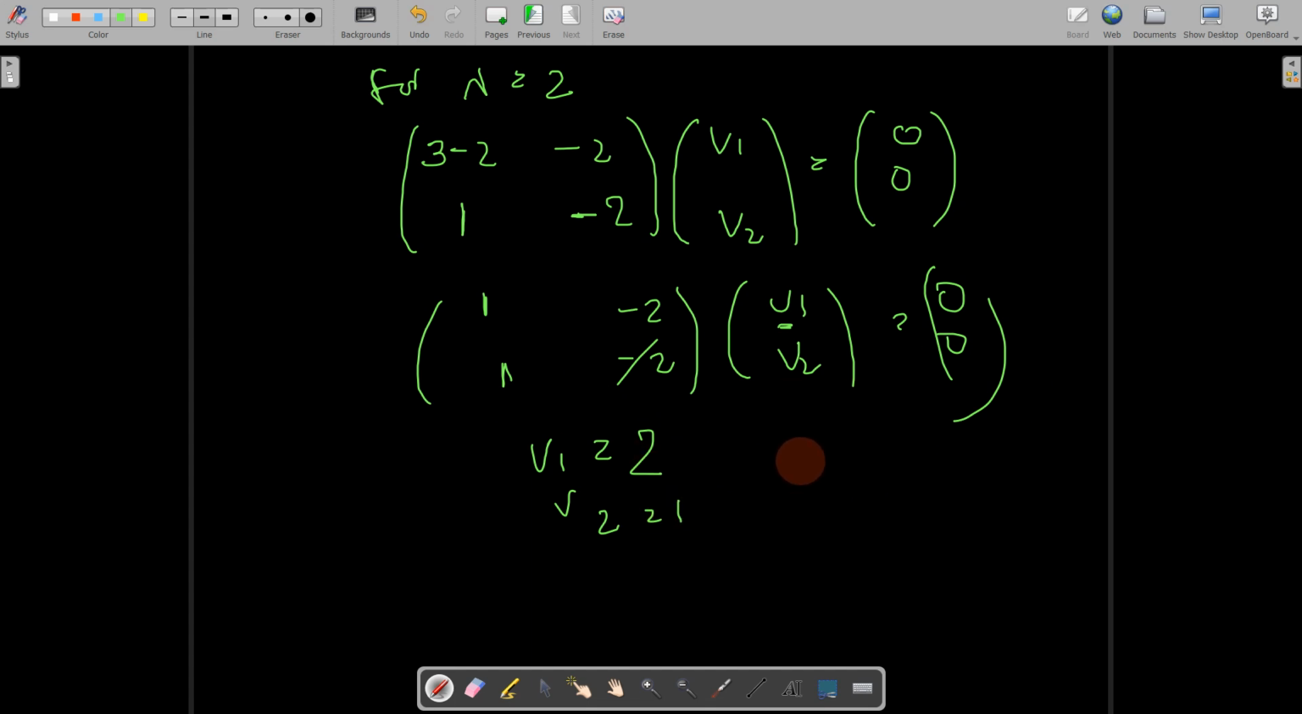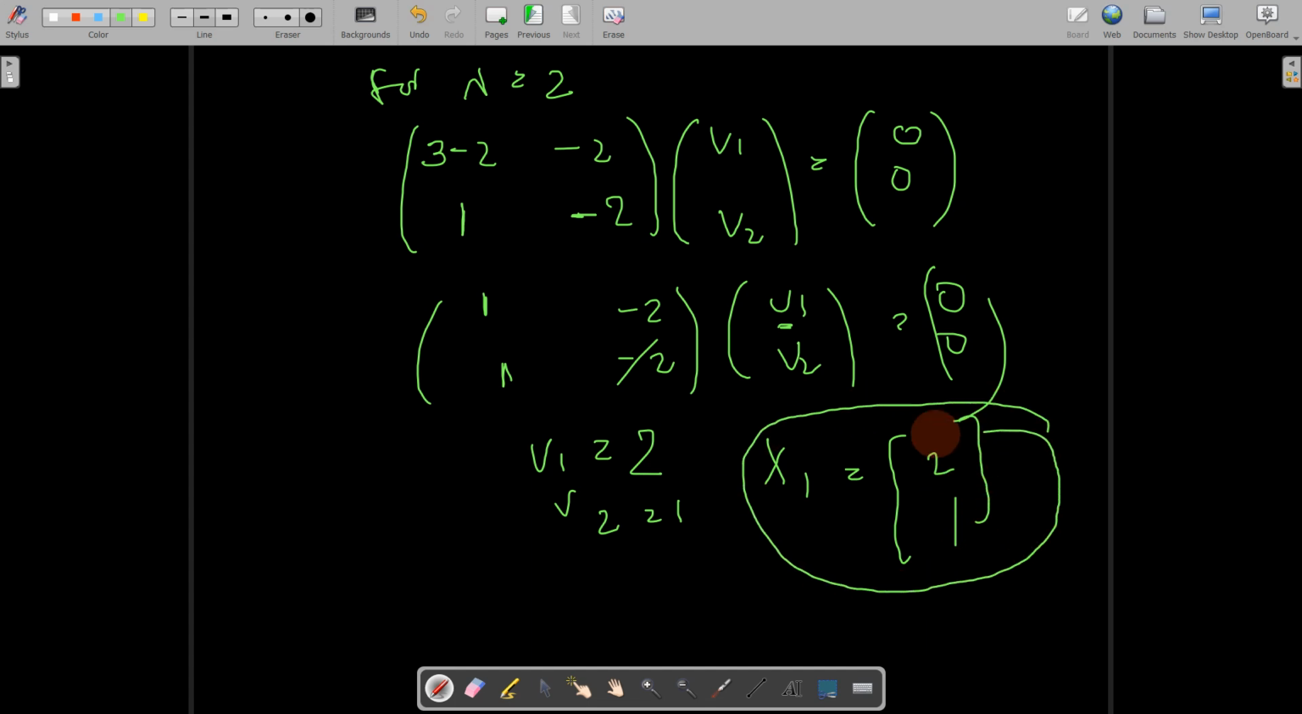So that means our eigenvector, let us use a different notation, x1, the eigenvector x1 is 2, 1. So for lambda equals 2, we have got our eigenvector.